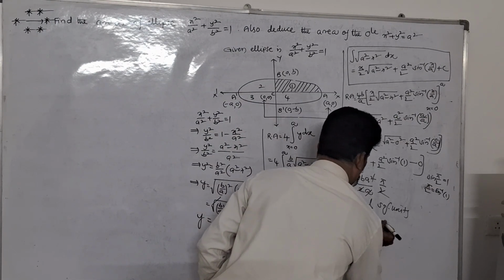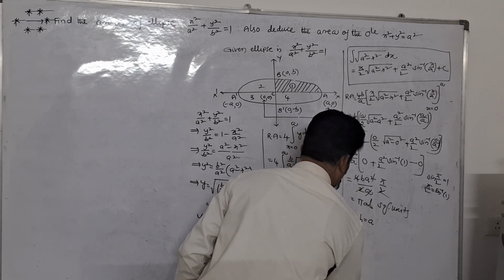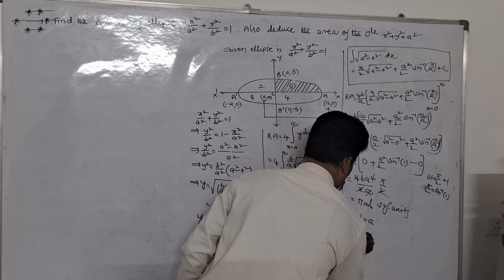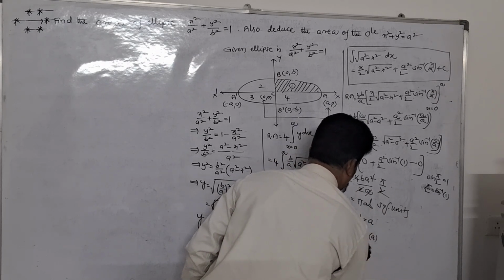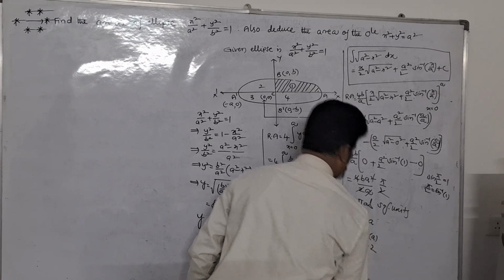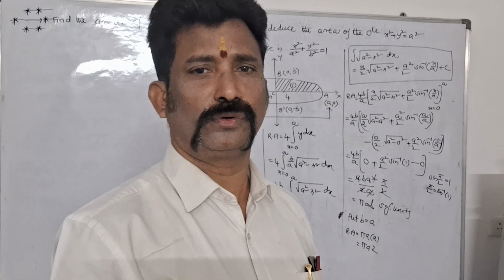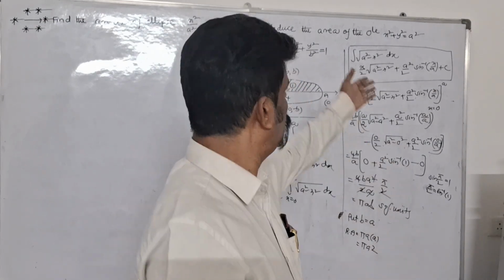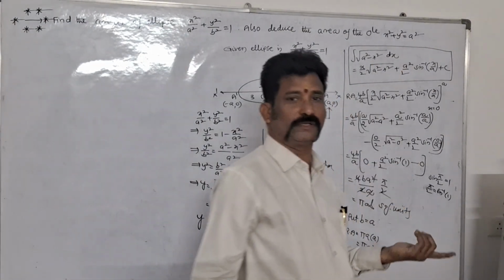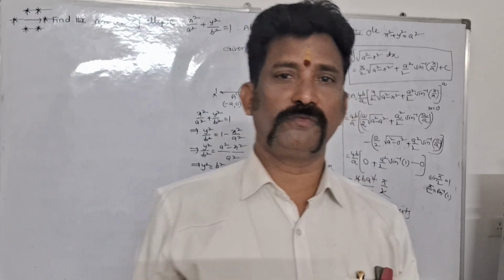Put b is equal to a. In the above equation, what will we get? Required area is equal to pi a into a, which is equal to pi a square. Area of the circle is equal to pi r square, where r means radius. So here radius is equal to a. That's it. This is very important for board.